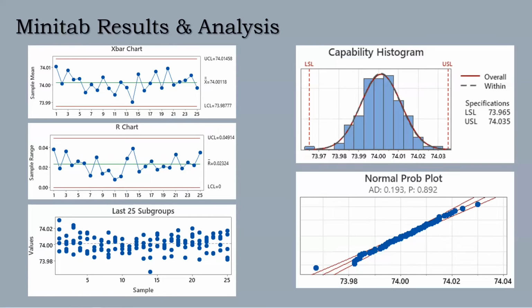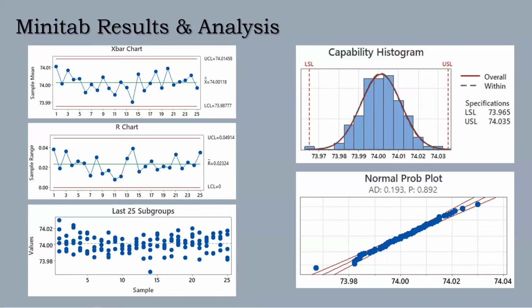Then if we go ahead and look at the capability histogram, the process data appears to be fairly centered, only shifted slightly toward the upper specification limit. We can see that the center between these two, the upper and lower spec limit, is 74, which would be right here. And we see that the mean is at 74.0012 millimeters. So the mean is shifted about 0.0012 millimeters to the right.